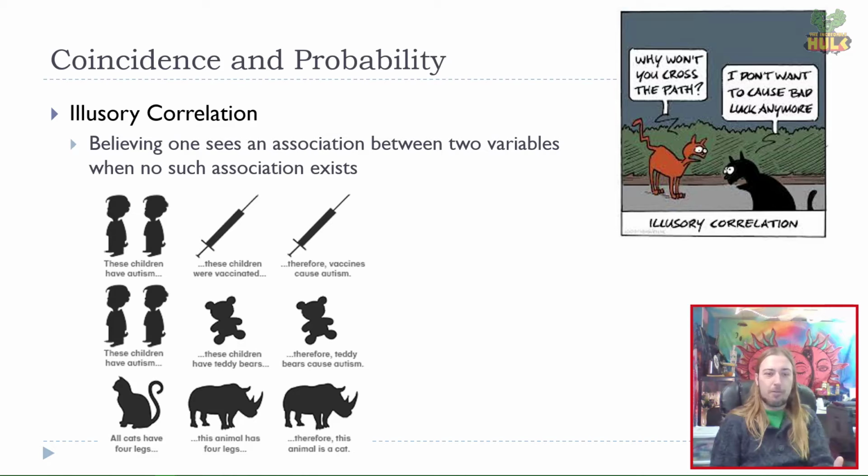All cats have 4 legs. This animal has 4 legs. Therefore, that rhinoceros must not actually be a rhinoceros, it's a cat. Just because two things appear to be correlated does not mean they're actually related in any meaningful way, right? It could, in many cases, be an illusory correlation.